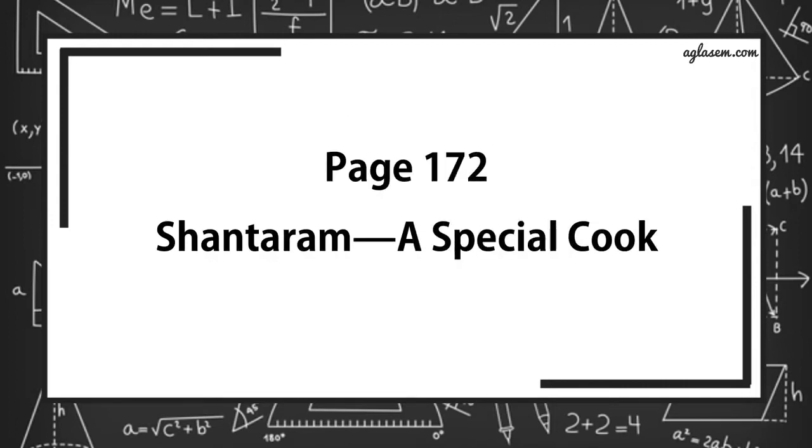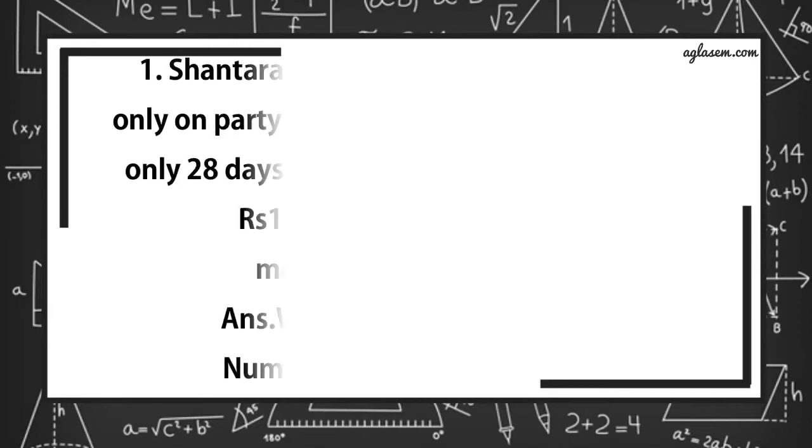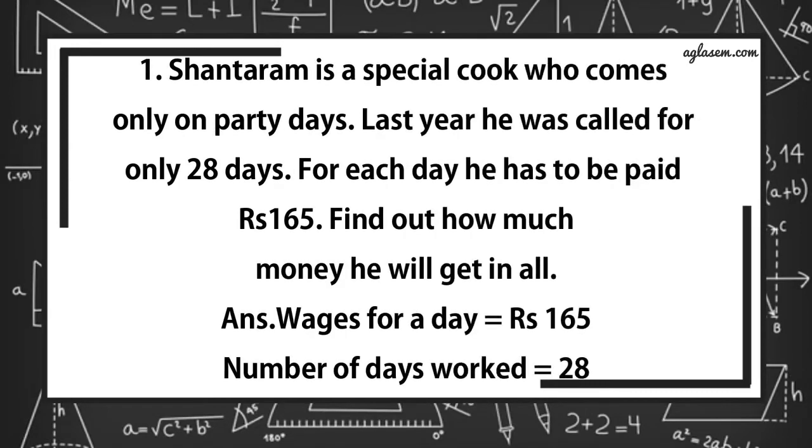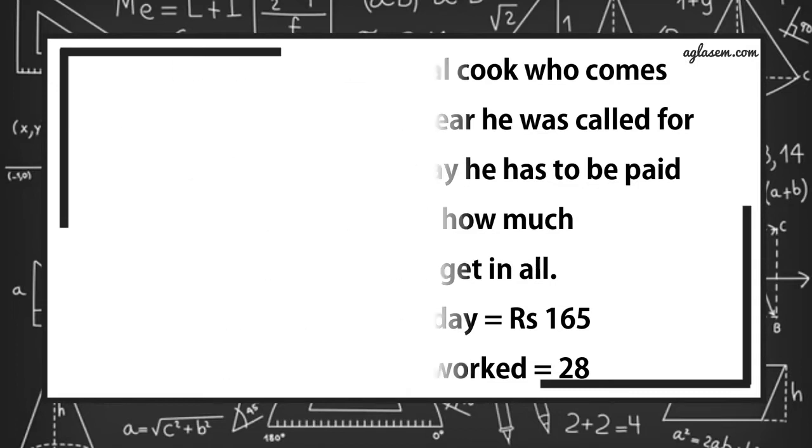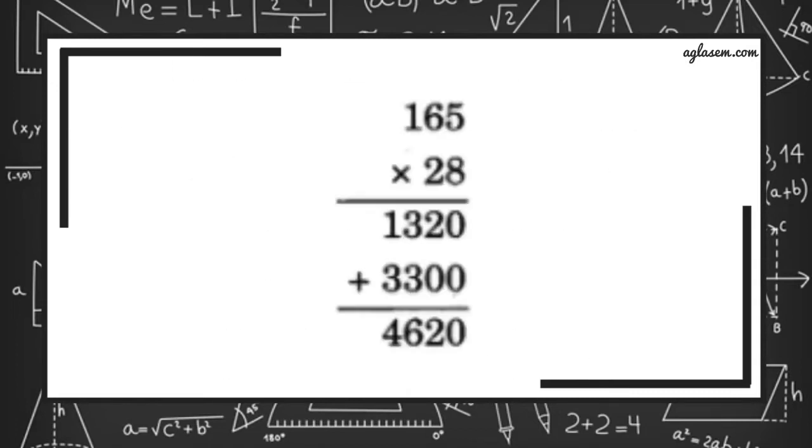Shantaram, a special cook. Shantaram is a special cook who comes only on party days. Last year, he was called for only 28 days. For each day, he has to be paid rupees 165. Find out how much money he will get in all. So the answer is wages for a day, that is equals to rupees 165, and number of days worked, that is 28. So multiplying both, that is 165 into 28, you will get 4,620. So Shantaram got rupees 4,620.